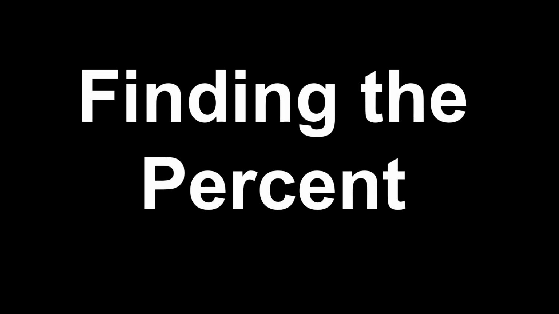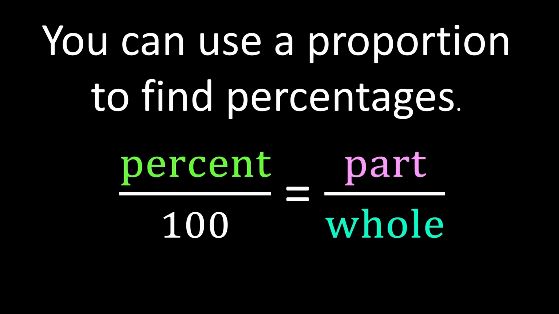In this video, we're going to be calculating the percent when we're given the part and the whole. You can use a proportion to find percentages. You'll put your percent over 100, and the percent always goes over 100. And you'll set that equal to the part over the whole. Let's take a look at our examples.